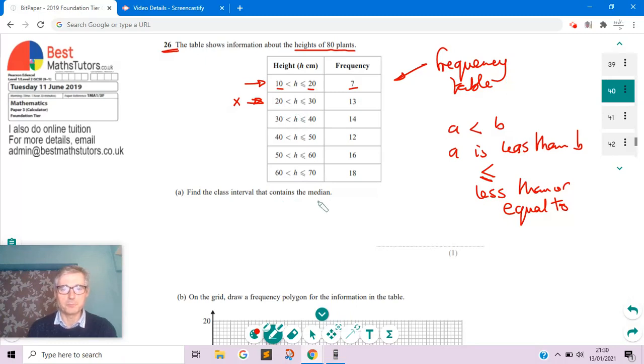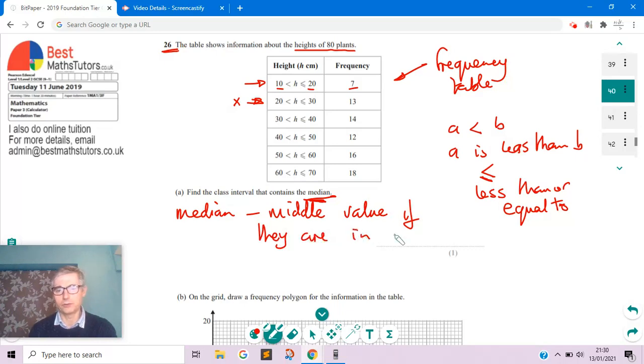So what we've got to do is find the class interval that contains the median. So the median means the middle value if they were all put in order from smallest to biggest.